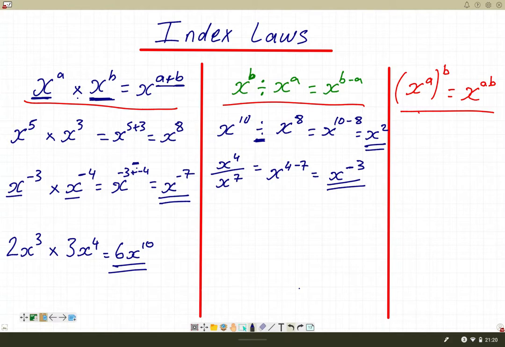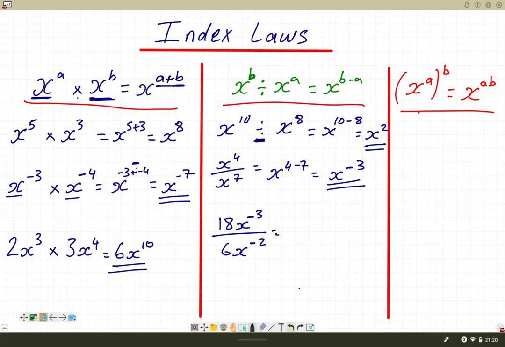Okay, next, let's try another one with some coefficients. So let's say I have 18x to the power of minus 3 divided by 6x to the power of negative 2. Okay, so a bit of a tricky one.